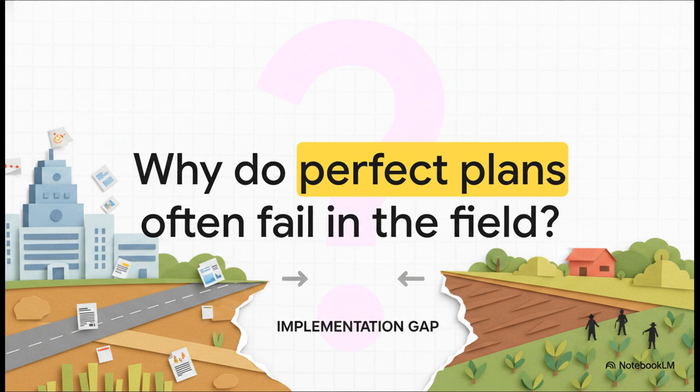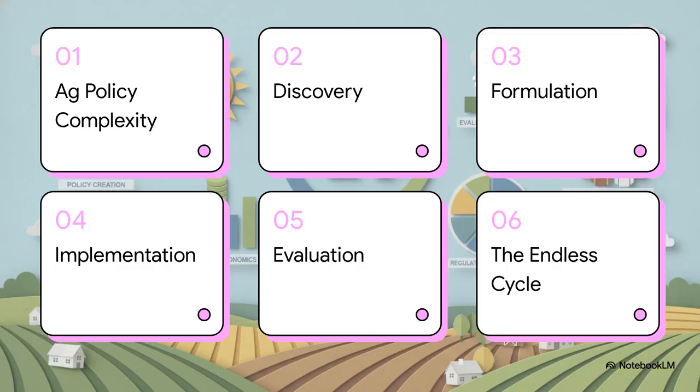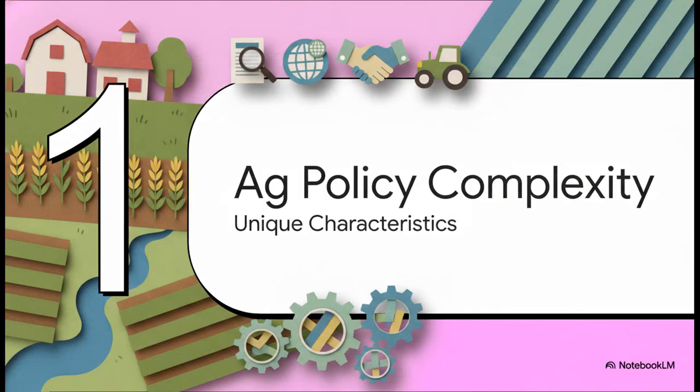Today we are going to figure out exactly why that happens, and more importantly, how the best policies are actually designed to overcome it. To get there, here's our roadmap for this explainer. We're going to journey through the policy science life cycle. First, we'll look at why ag policy is uniquely complex. Then we'll walk through the 4 core stages of the cycle: discovery, formulation, implementation, and evaluation. Finally, we'll look at how all these pieces connect into one endless loop. Okay, let's dive into this.